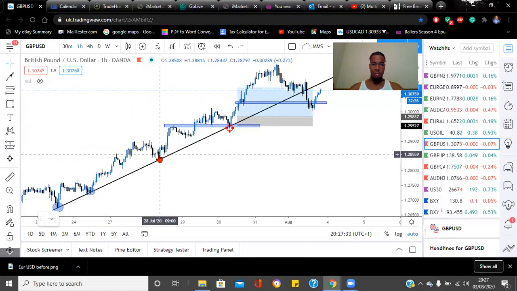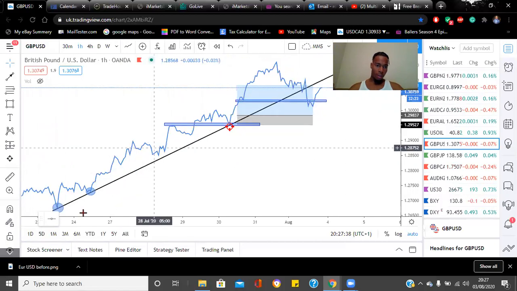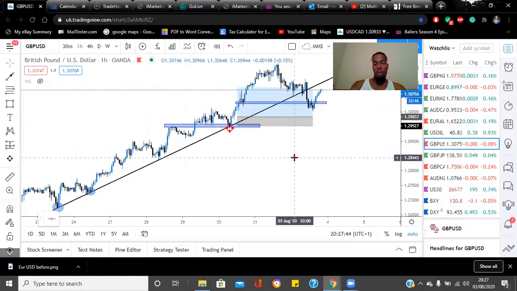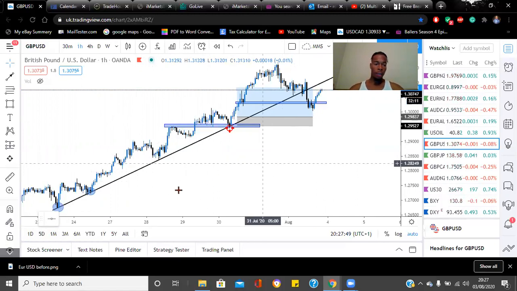Yeah, so this doesn't really count as a touch because of the wick. So this is why I like to go to line. One touch, two touch, yeah, that's the third touch. But that's how I do it. You can draw your trend lines from wick to wick as well. It's entirely down to you, man.